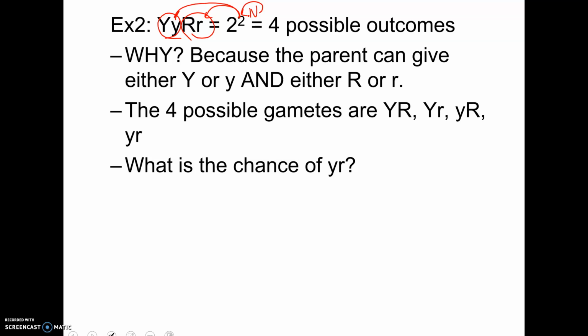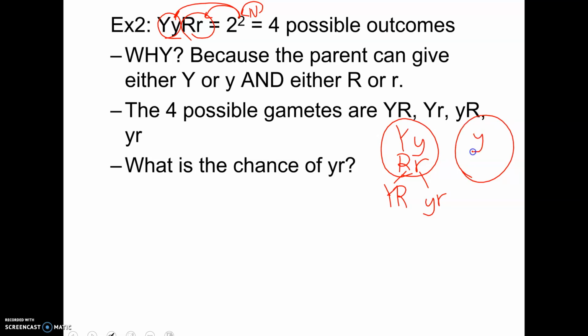Why? Because when this lines up during meiosis, the Y's are going to line up and the R's are going to line up. And what we're saying is it could line up this way, and you get big Y with big R, and you get little y with little r. But it could also line up this way.